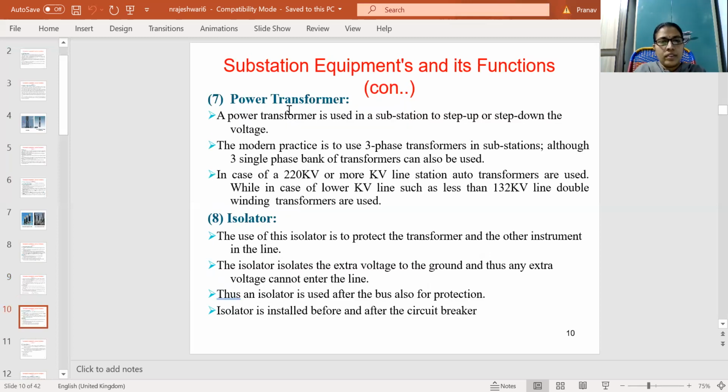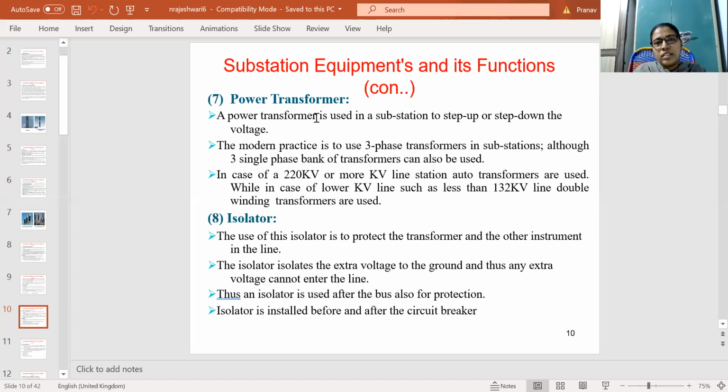Then coming to the power transformers, a power transformer is used in a substation to step up or step down the voltage. Based on the substation, distribution or transmission, these are used to step up or step down the voltages.